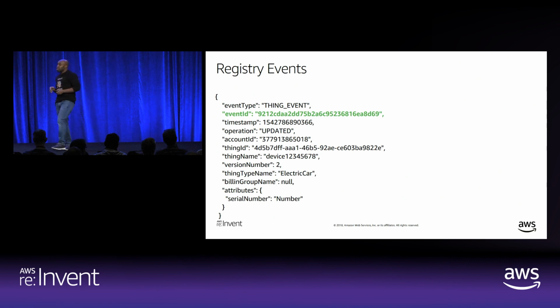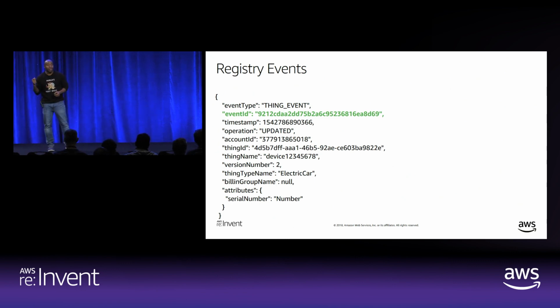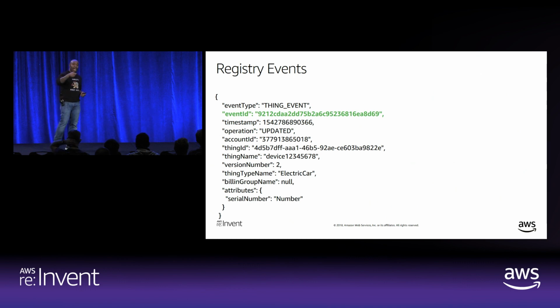And then for going multi-region, we need some unique identifier. We need a way of basically saying, okay, have we processed this event yet in the region it was generated in? And again, with these registry events, we create a unique event ID every single time an event is processed.